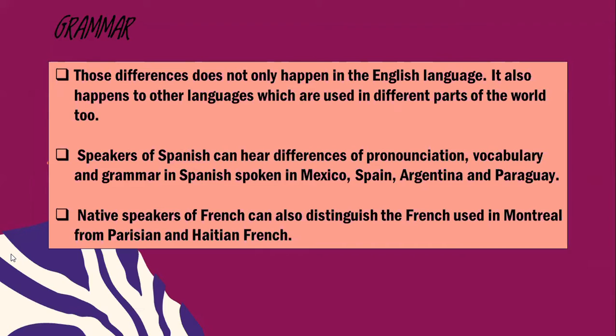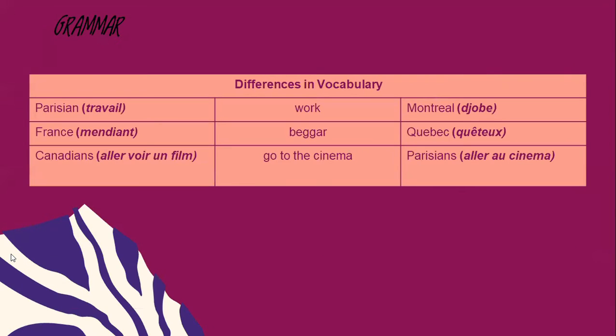For example, speakers of Spanish can hear differences of pronunciation, vocabulary, and grammar in Spanish spoken in Mexico, Spain, Argentina, and Paraguay. Also native speakers of French can distinguish the French used in Montreal from Parisian and Haitian French. So this also happens in other languages too.